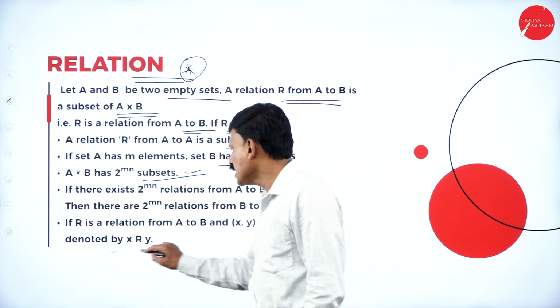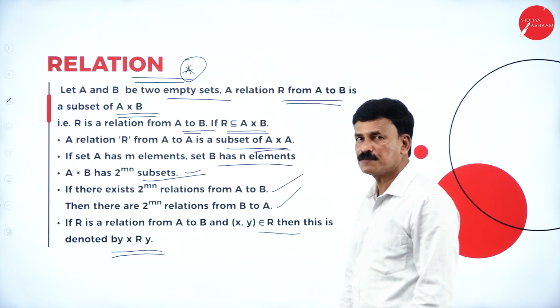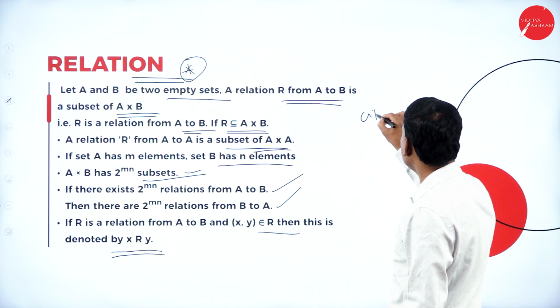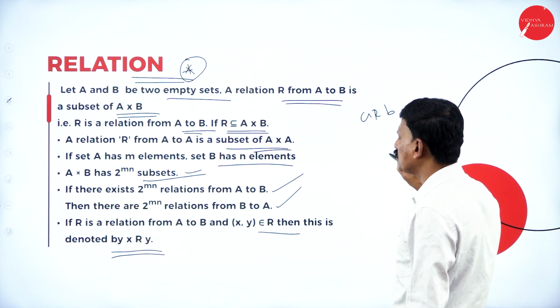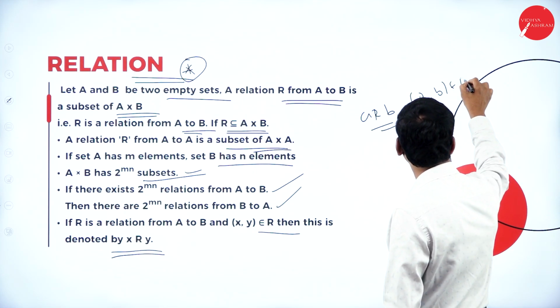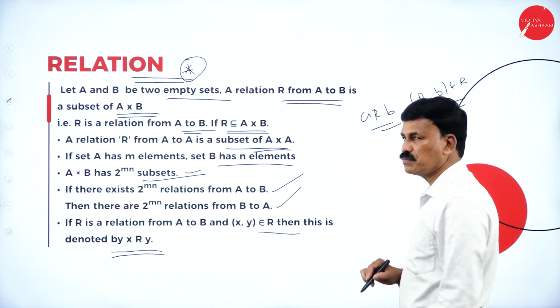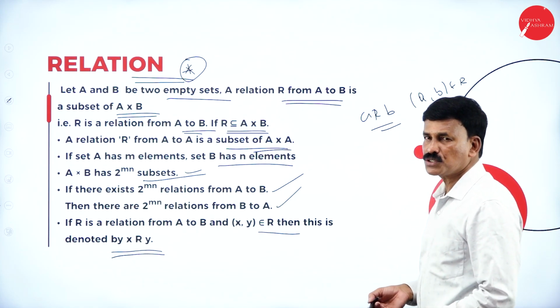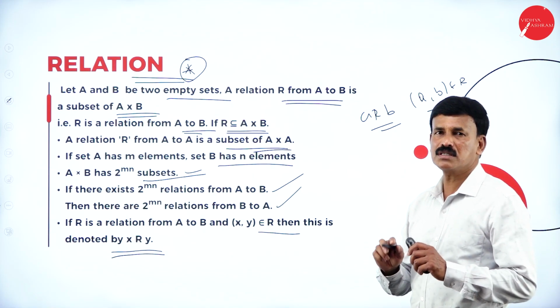If R is a relation from A to B and (x, y) belongs to R, then this is denoted as x is related to y. So a is related to b is nothing but (a, b) belongs to R. If (a, b) belongs to R, it means a is related to b. So the subset of A cross B is called the relation.